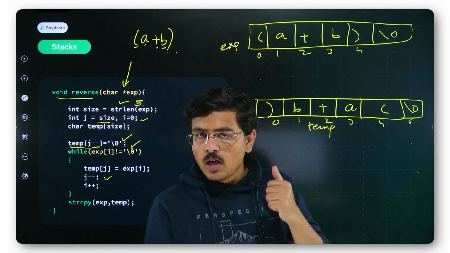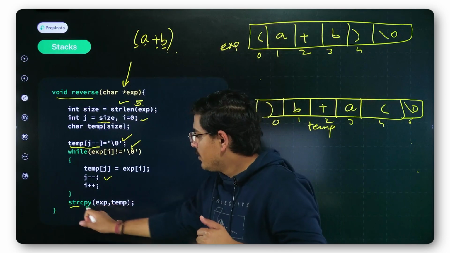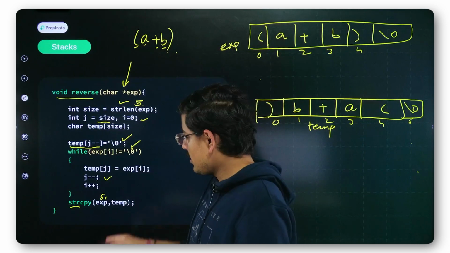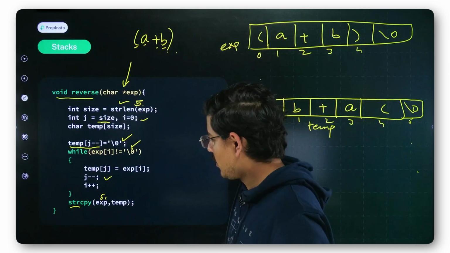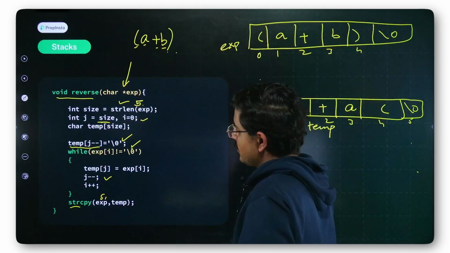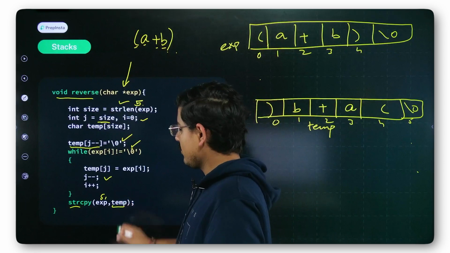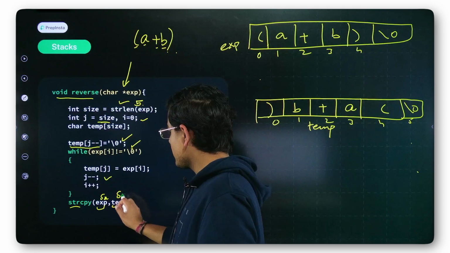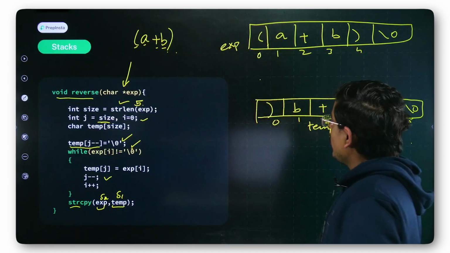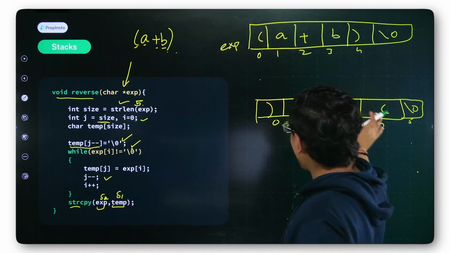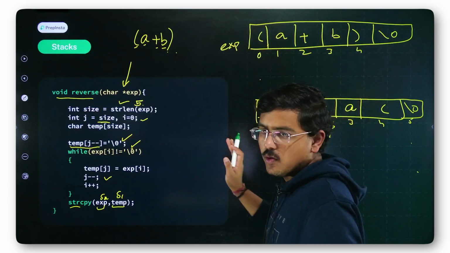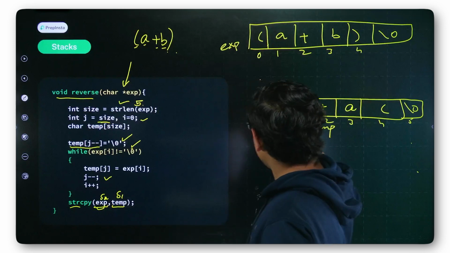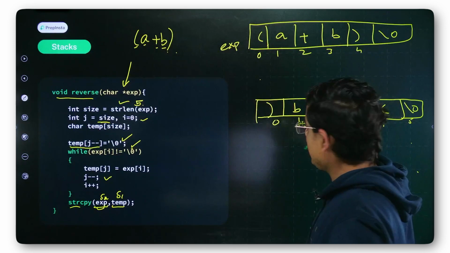Now what I'll do, I'll take the string copy method. This is the S1 or the source. Is it? No, it's not. Basically what happens is, source is written here, destination is written here. So this is S2 and this is S1. Fine. So what will happen, whatever you have in temporary, you copy it in exp. Fine. So now exp will become this temp.